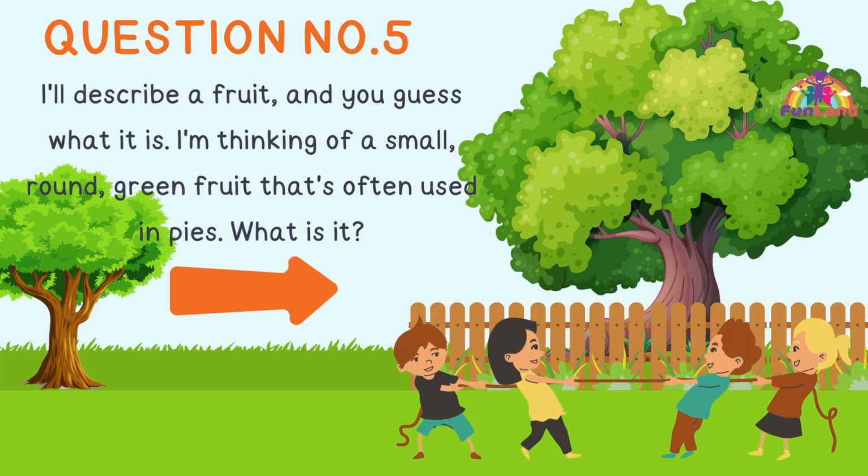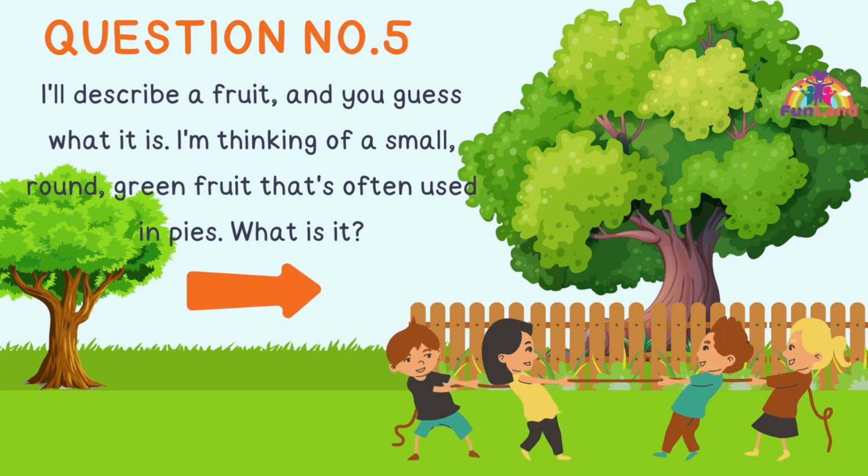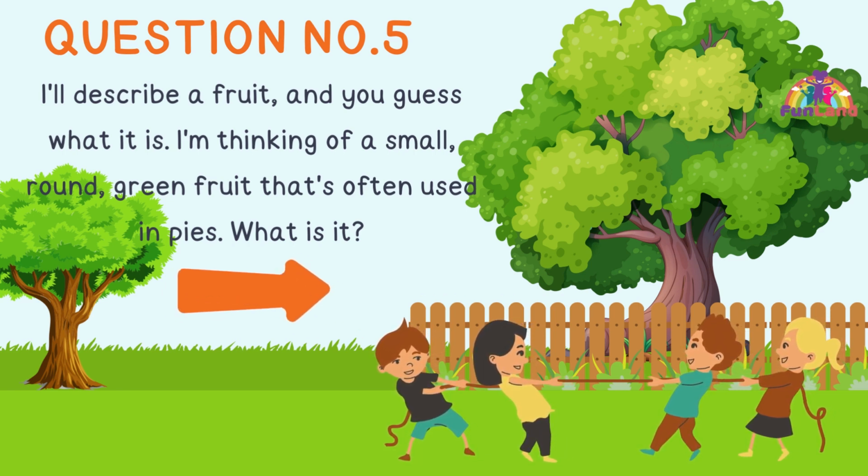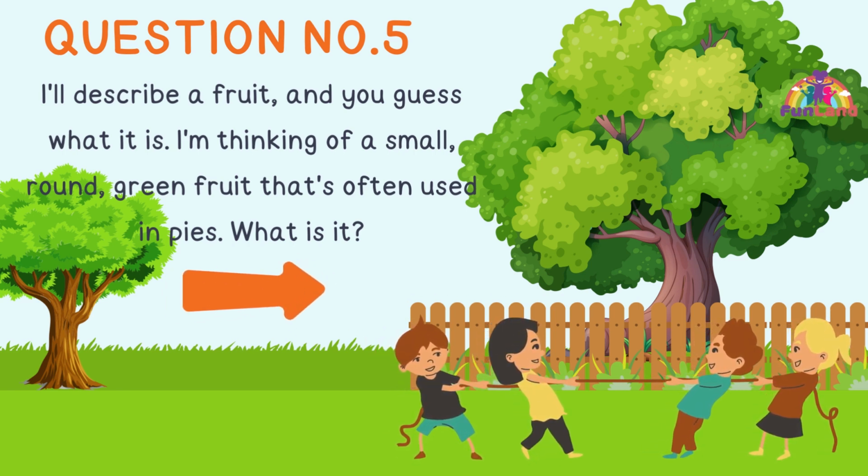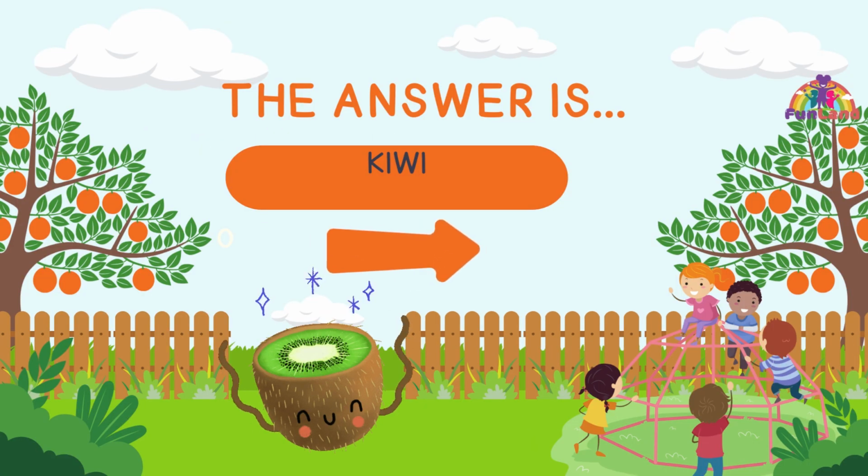Question number 5, I'll describe a fruit, and you guess what it is. I'm thinking of a small, round green fruit that's often used in pies. What is it? The answer is kiwi fruit. Yay!